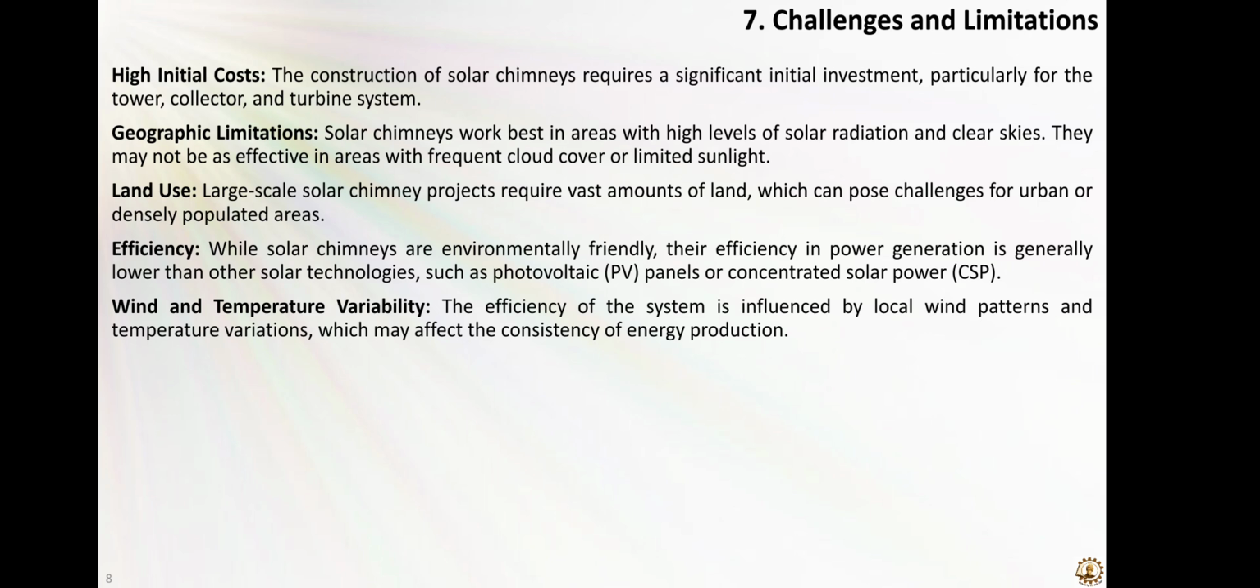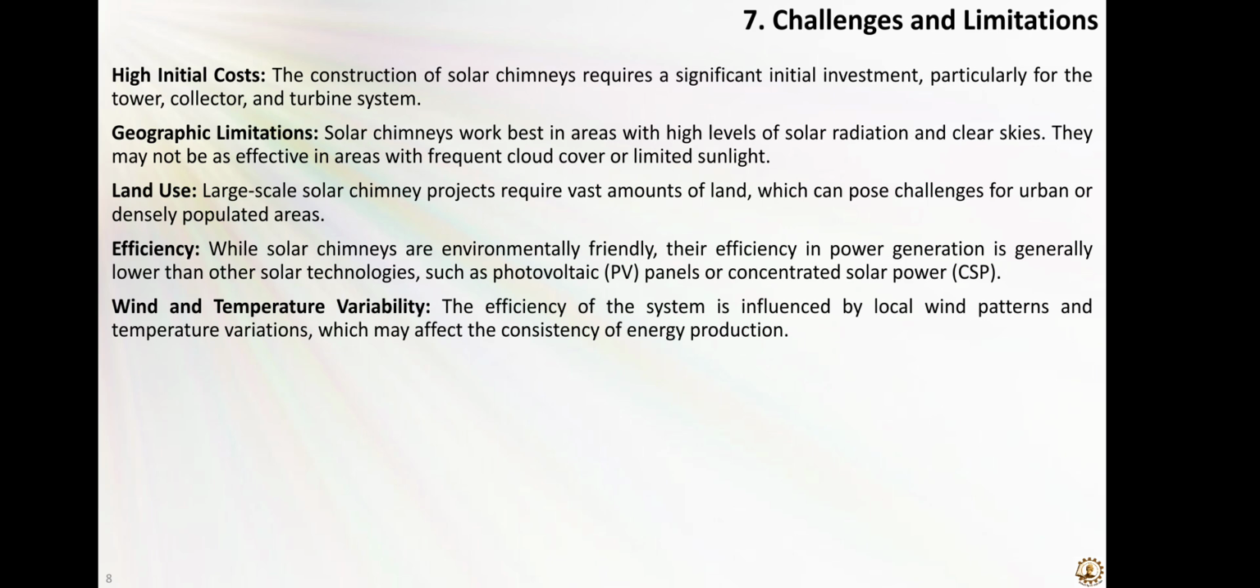That means you cannot install this kind of thing at polar regions or away from the equator zones, because the sun's ray intensity will be lesser if you go away from the equator. So it also depends on the geographical location. So there are limitations. Land use: if you want to use multiple chimney towers, then it will occupy a large area. And at present, the availability of such large open area is very challenging.